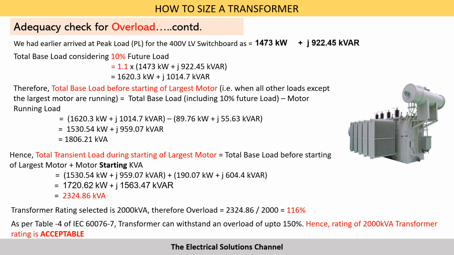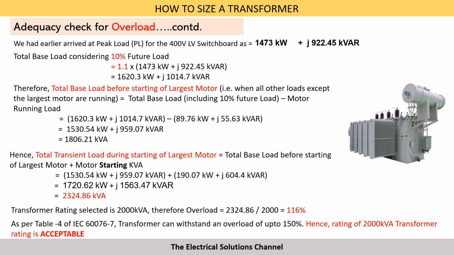So we had earlier arrived at the peak load for the 400 volt LV switchboard as 1473 kilowatt plus 922.45 kVAR. Therefore, the total base load considering 10% future load is 1620.3 kilowatt plus 1014.7 kVAR.